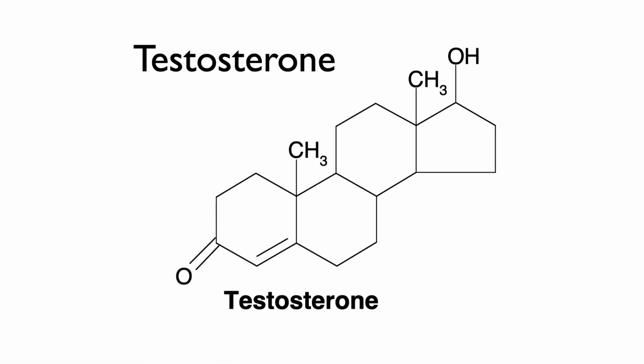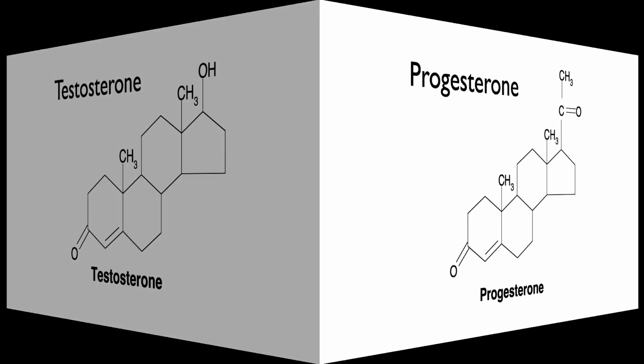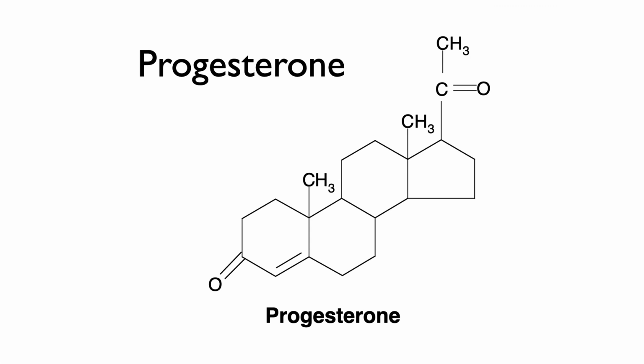Testosterone, a male sex hormone, again is derived from cholesterol. You can see the four rings again. So the development of secondary male characteristics are attributable to testosterone. Female sex hormones, here progesterone is a steroid hormone, and again it is development of female secondary sex characteristics.